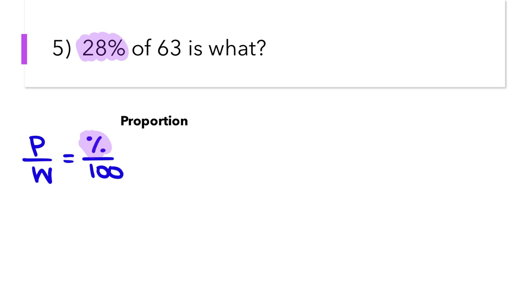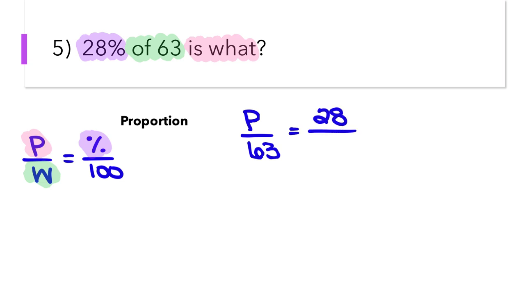Why is the 63 on the bottom? Because it's the whole. Of indicates the whole being 63, and the is what we don't know. So that's going to be the variable. Is what is in pink, so that's my variable, over the 63 that's in green. Your percent is over 100. And now you're ready to solve for P.